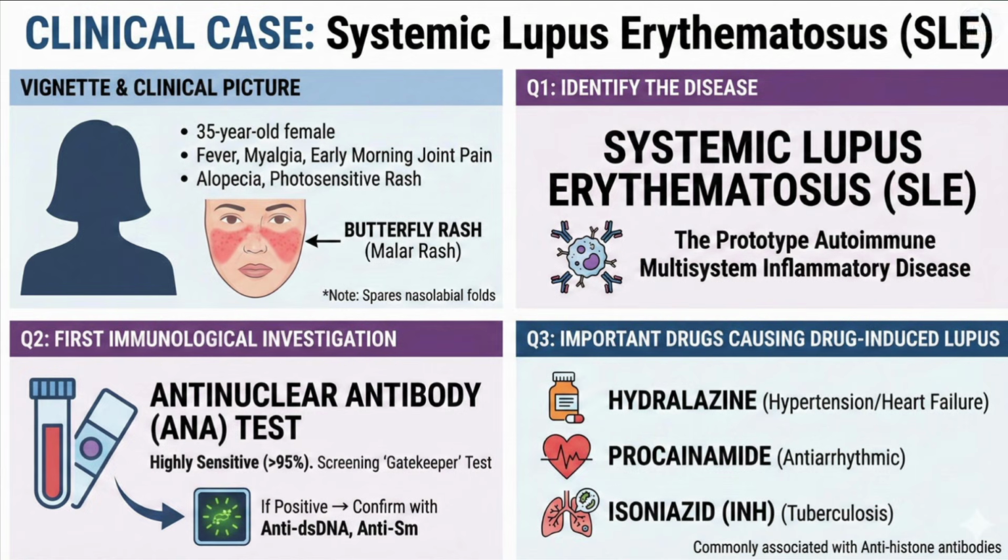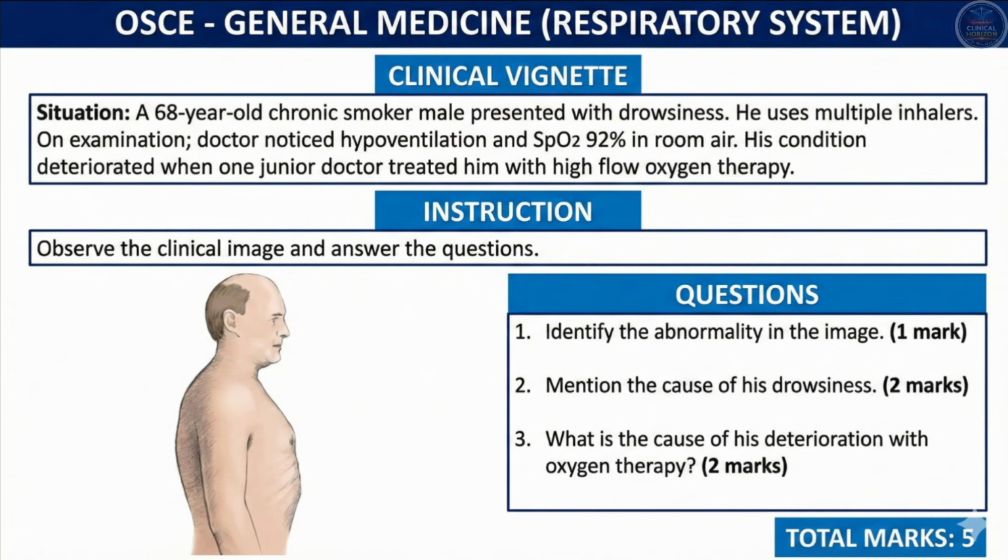Drug-induced versus idiopathic SLE. If asked how to differentiate drug-induced lupus from classic SLE, mention that drug-induced lupus typically has positive antihistone antibodies and rarely involves major organs like the kidneys or central nervous system. It also usually resolves once the offending drug is stopped.